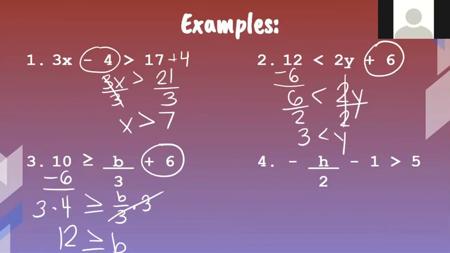Number 4, -h over 2 minus 1 is greater than 5. So first we're going to circle the part we're changing. Circle -1.